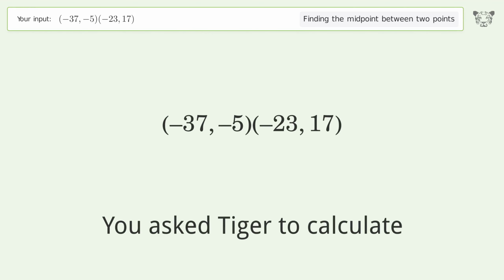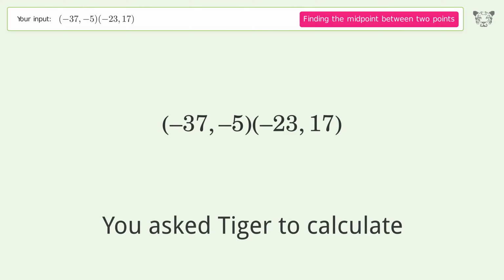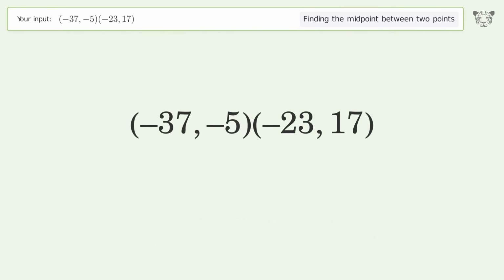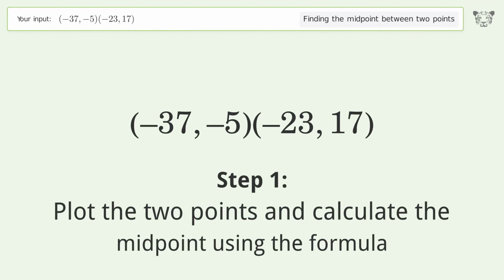You ask Tiger to calculate. This deals with finding the midpoint between 2 points. The midpoint between the 2 points is -30,6. Let's solve it step by step. Plot the 2 points and calculate the midpoint using the formula.